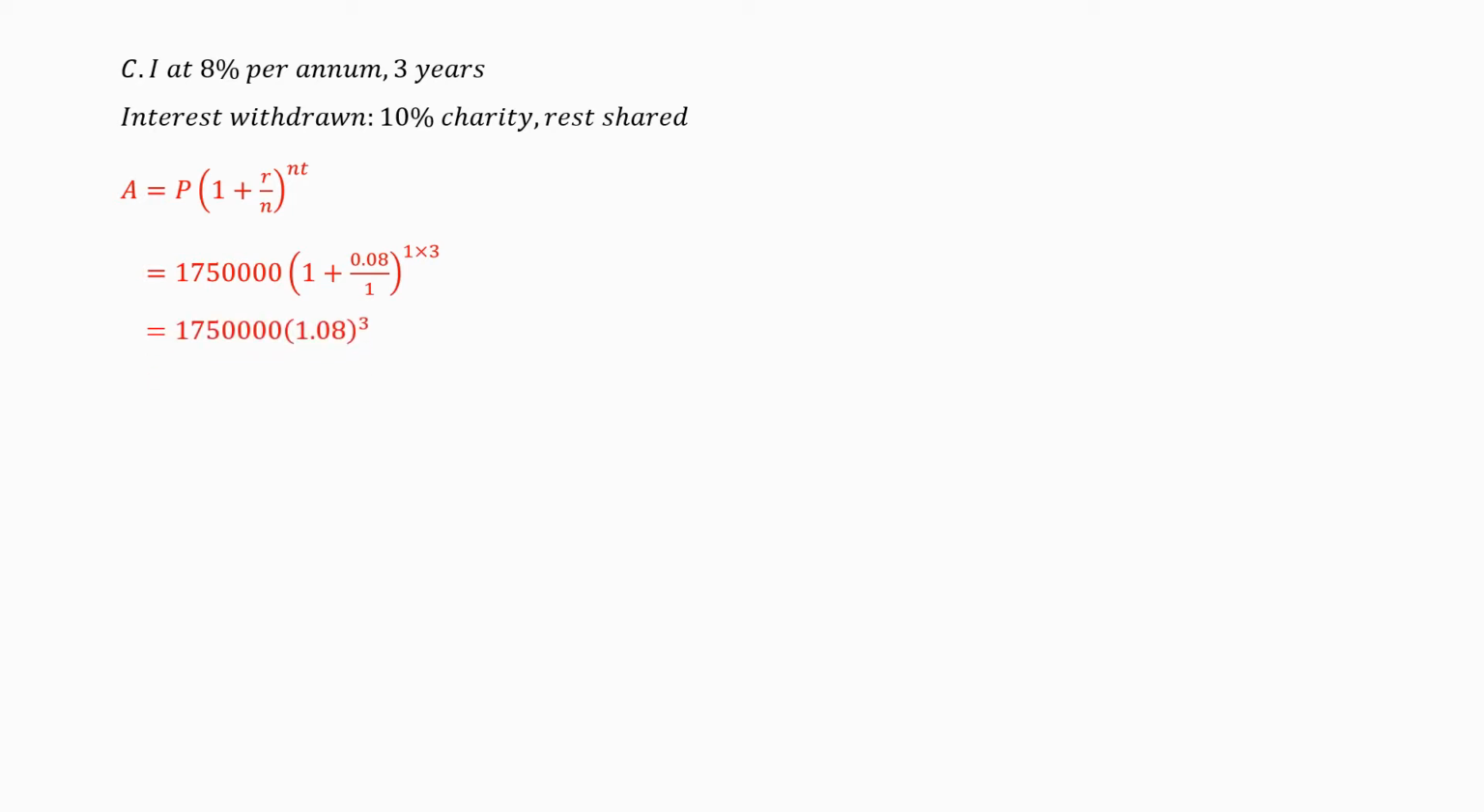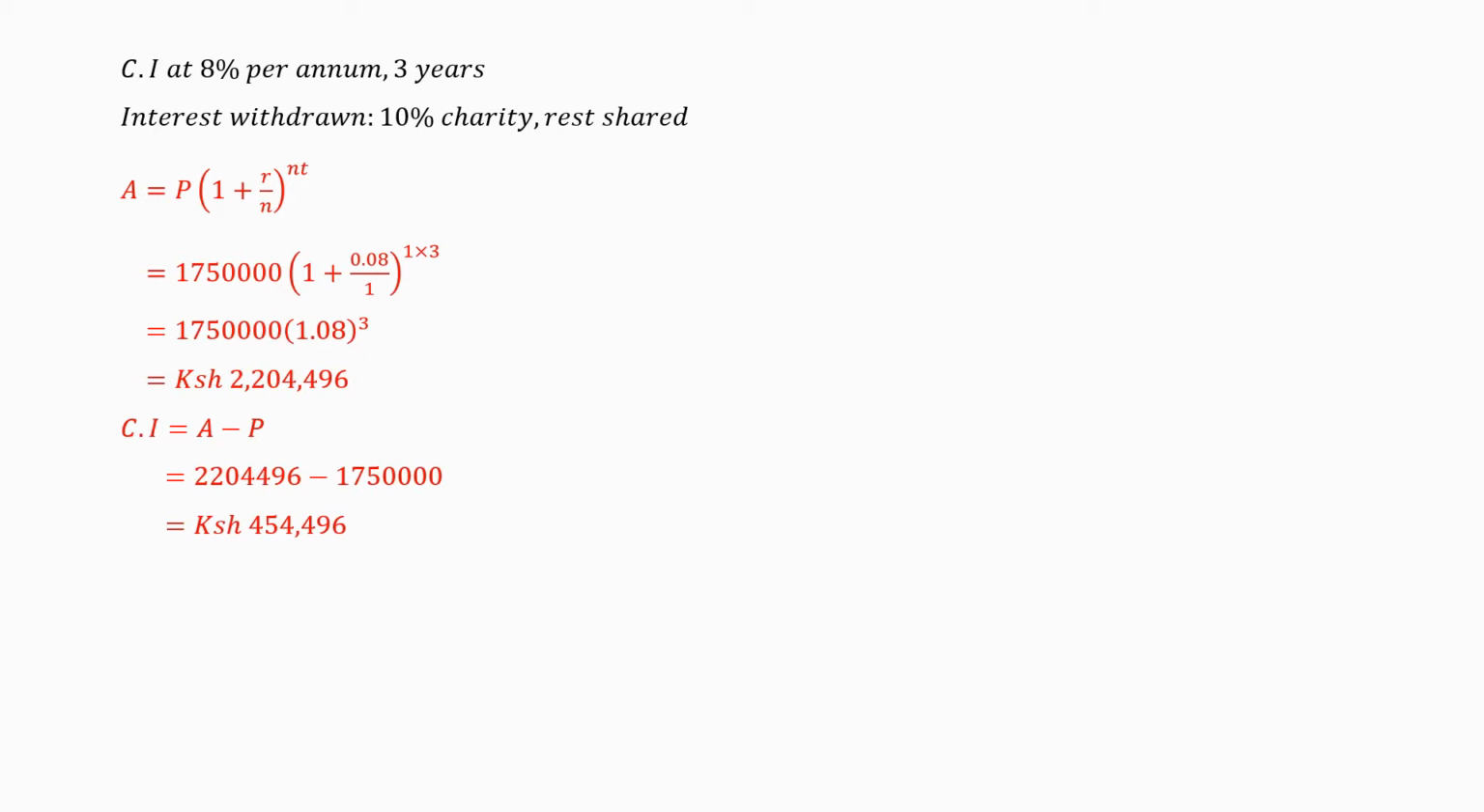This simplified is 1,750,000 into 1.08 raised to power 3, which is equal to 2,204,496. So this was the total amount that they would have obtained after 3 years, but they only withdrew the interest. So to obtain the interest, we subtract the principal from that amount. We have 2,204,496 minus 1,750,000, and we obtain 454,496.